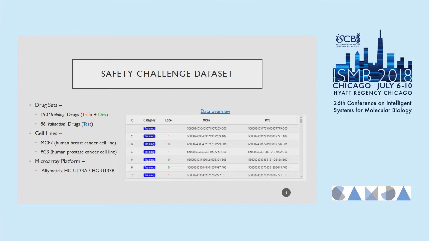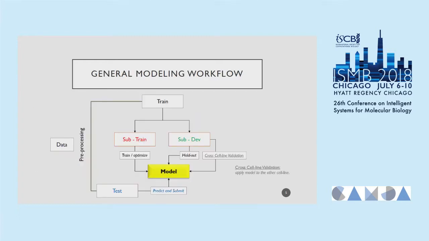As Schroeder introduced, 190 of the drugs are provided as a training data set, which means their label information is known to me. And we have 2 different cell lines and 2 different microarray platforms. So here is what I thought about a general modeling workflow.